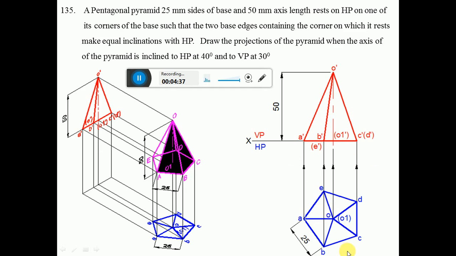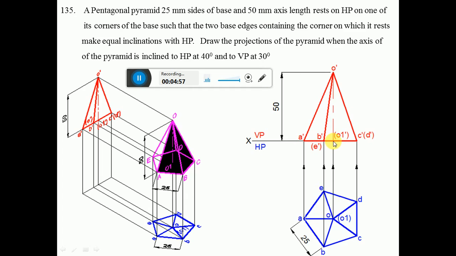When you look from the front view, ABC is near to the observer, so A dash, B dash, C dash is visible, and D and E are away from the observer, so D dash, E dash is invisible, and O1 dash is hidden by the edge B dash C dash, so naturally that becomes invisible. When you look from the front view, we can see the height which is the 50 mm axis length.